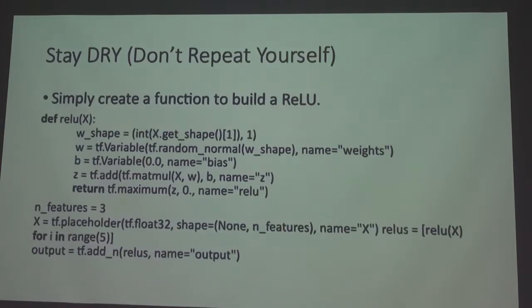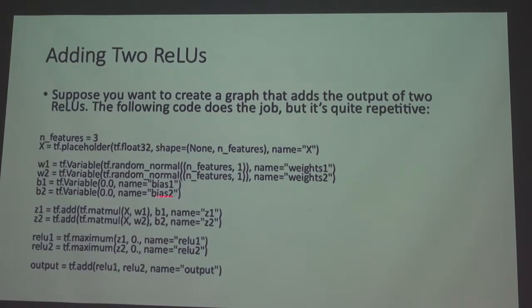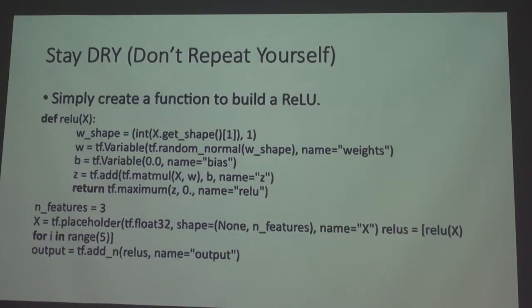You can see there are a lot of similar statements. Pretty much for each statement we need to repeat it, so as I said, it's very repetitive. But we want to stay DRY. What do I mean by stay DRY? We don't want to repeat ourselves, right? So we want to simply create a function to build a ReLU. Here we can define relu like this, with W shape equal to this, and basically we want to do this.